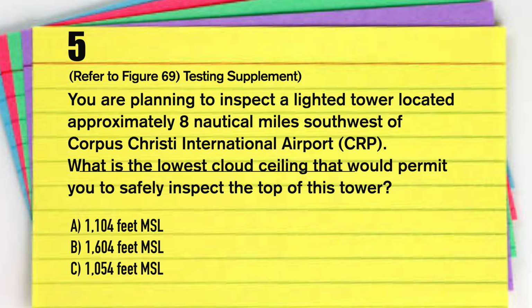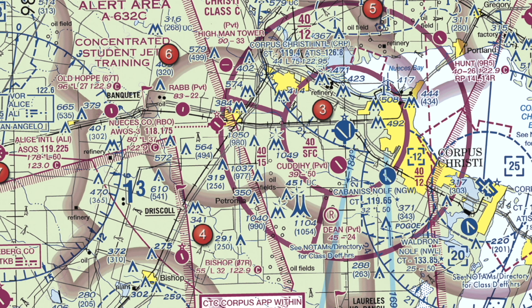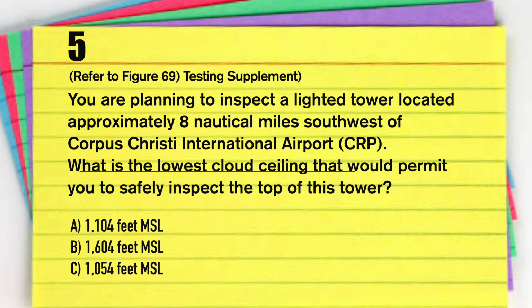Remember that. So the only thing that I need to do in regard to the question is understand that I have to stay 500 feet below clouds. So I just simply take the 1,104 feet and add 500 feet to it, and that will give me my answer at 1,604 feet MSL. And do you see how these tricky questions can just make you want to jump off of that lighted tower?